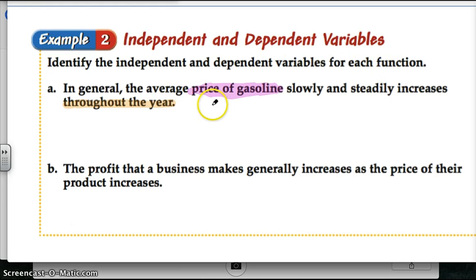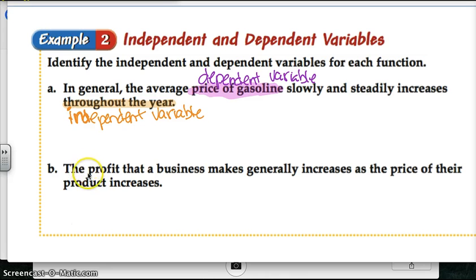Which one is the independent variable and which one is the dependent variable? Well, the price of gasoline depends on the day, but the day doesn't depend on the price of gasoline. So the price of gasoline is the dependent variable, where the days throughout the year would be the independent variable.